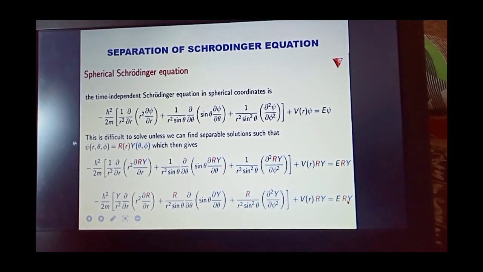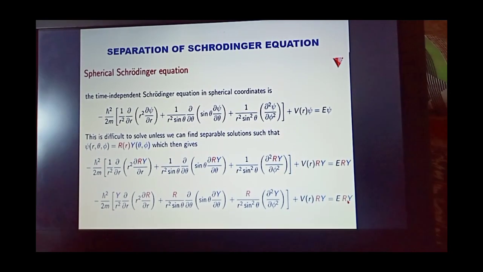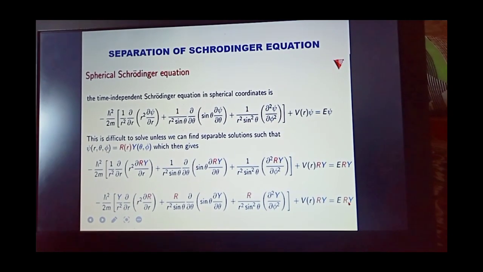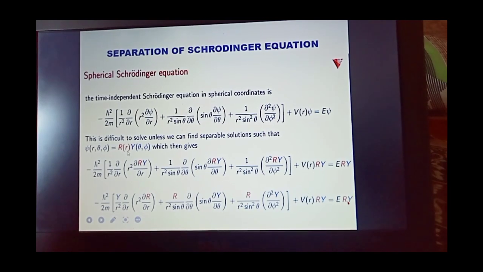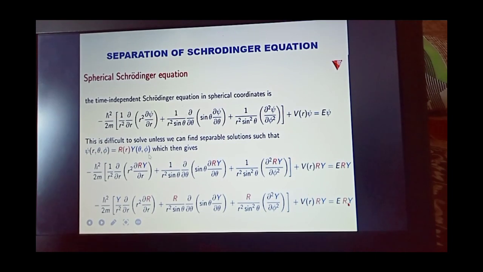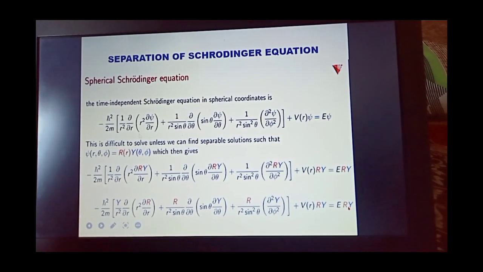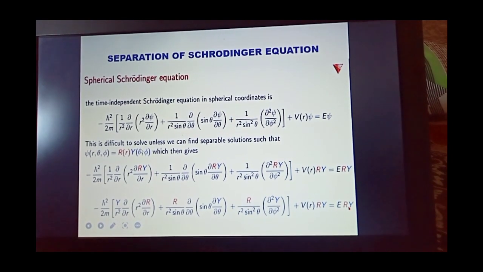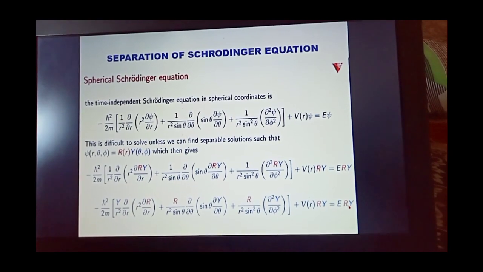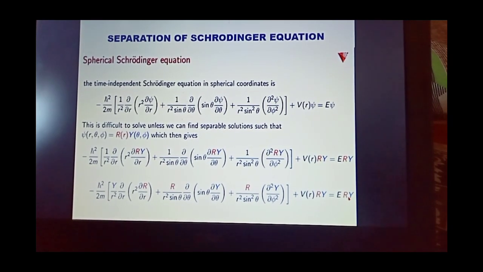This is difficult to solve unless we can find a separable solution such that ψ with respect to r, θ and φ is equal to R(r), where R is the radial coordinate part, and Y(θ, φ), which is the angular coordinate part. We put capital R for the radial equation and Y for the angular coordinates.